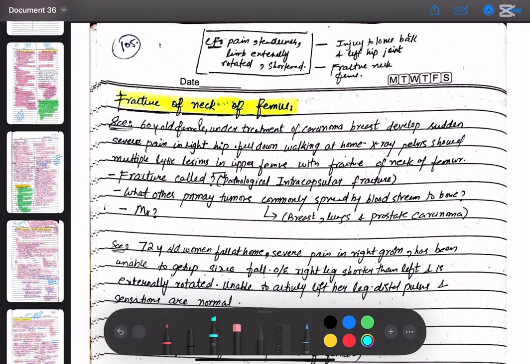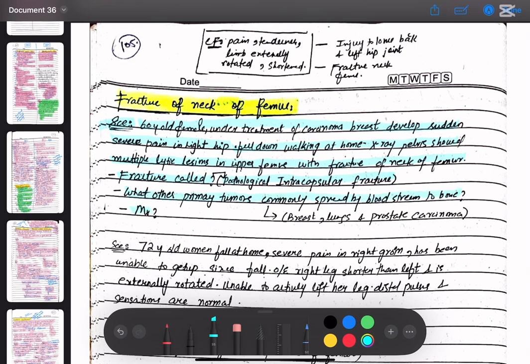So we are having a scenario that there is a 60-year-old female under treatment for carcinoma breast who developed sudden severe pain in the right hip, who fell down walking at home, and X-ray pelvis shows multiple lytic lesions in upper femur with fracture of neck of femur. So what is this fracture called, and what are the pathological intracapsular fractures? What are the primary tumors commonly spread by bloodstream to the bone, and what is the management?